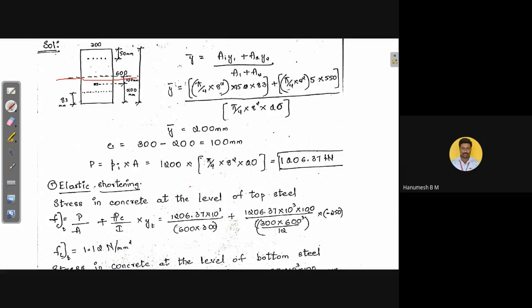Here we are going to use different terms. P into E. E is eccentricity. Eccentricity means it will be same for both the cases. At the level of top steel also it remains same. At the level of bottom steel also it will be same. Eccentricity ಎಷ್ಟಿದೆ? 100 mm ಇದೆ. ಎರಡು ಕೇಸಲ್ಲಿ 100 mm ನ ಸಬ್ಸ್ಟಿಟ್ಯೂಟ್ ಮಾಡ್ತೀವಿ.